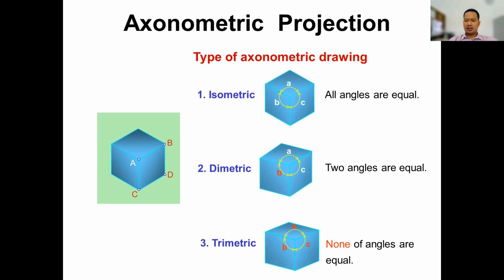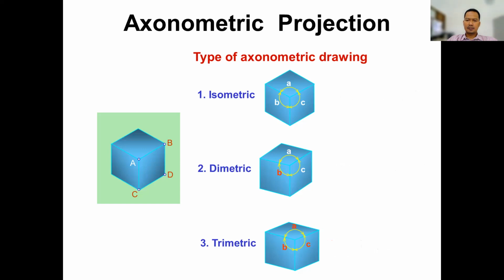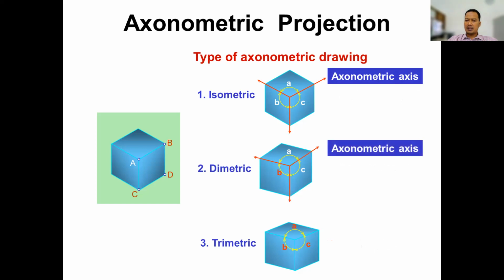And then trimetric. For the trimetric, none of the angles are equal. So the A, B, C angles are different from each other. And then for the isometric here, we will do this exercise. For example, we make an axis here, an axonometric axis. And this is an axonometric axis as well. And this one is an axonometric axis.